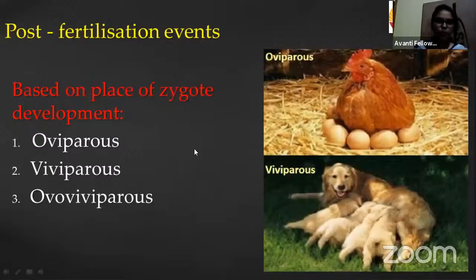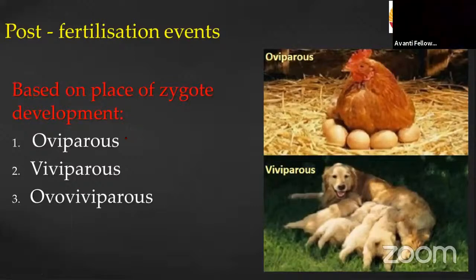Okay, so based on the place of development of the zygote, zygote is formed after fertilization. Where this zygote will develop, based on that, there are 3 types: Oviparous, Viviparous, and Ovoviviparous. Does anyone know what is Oviparous? Oviparous are those mothers or animals.